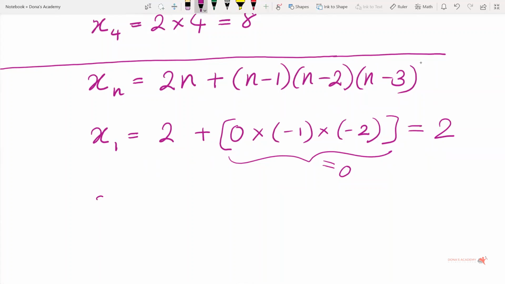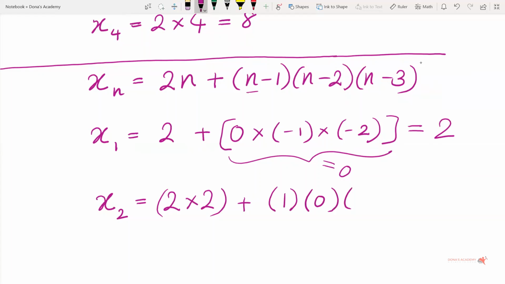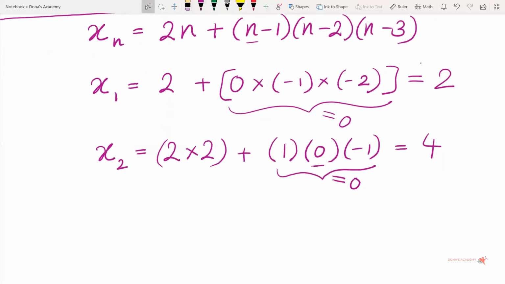How about x2? Does it still give you 4? Let's check. Oh, wait, sorry. 2 times 2, right? 2 times 2. And then I have to plug in 2 here. 2 minus 1 is 1. And then 0. And then negative 1. Because of this 0, again, I get 0 here. And the final answer is 4. Alright, that is done. How about x3?